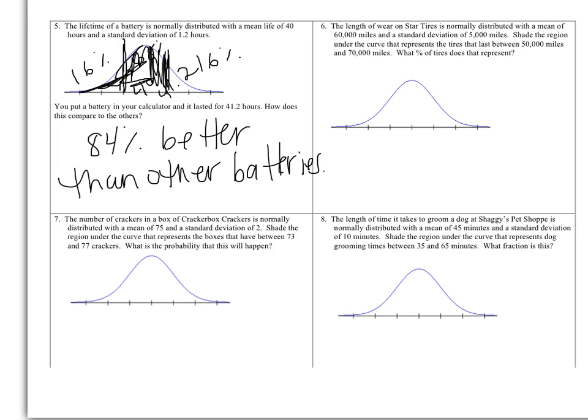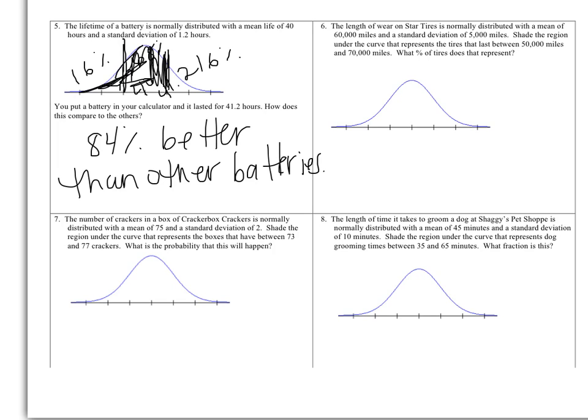So the length of wear on Star tires is normally distributed with a mean of 60,000 and a standard deviation of 5,000 miles. Shade the region under the curve that represents the tires that last between 50,000 and 70,000. What percent of tires does that represent?